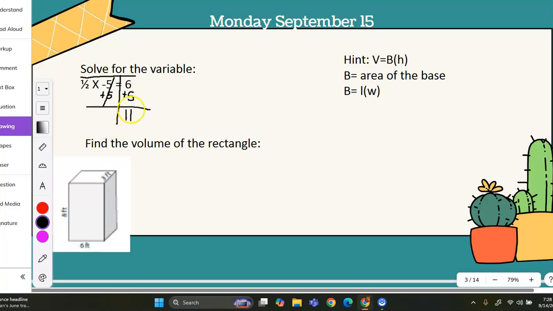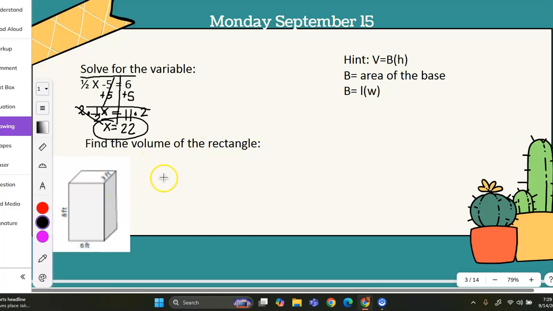6 plus 5 is 11. And I'm left with 1/2 x over on the left-hand side. I know that a fraction is just division, so it wants me to divide x by 2. So instead of dividing, we're going to do the inverse operation, and we're going to multiply both sides by 2. 2 divided by 2 gives me 1x. So I'm left with x, and 11 times 2 gives me 22. So your answer that you should have gotten is x equals 22. If you did not get it correct, please get it copied down.